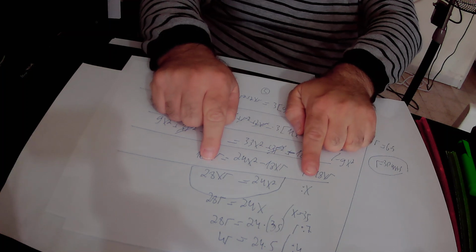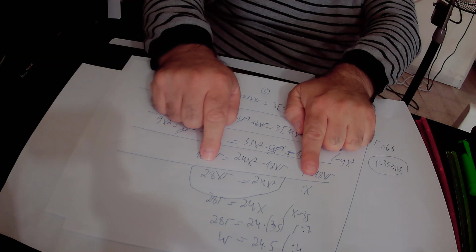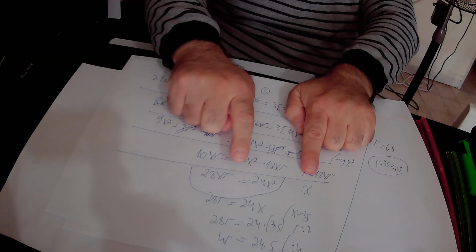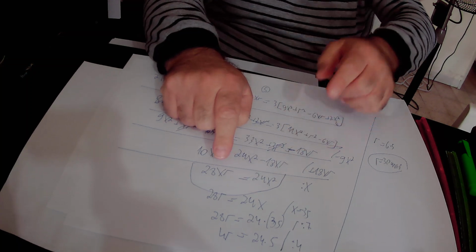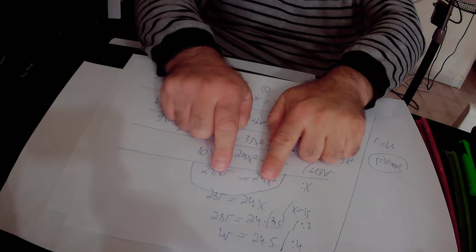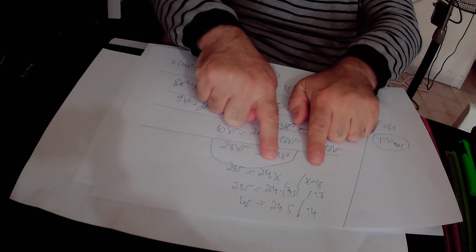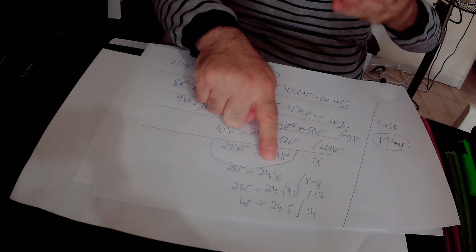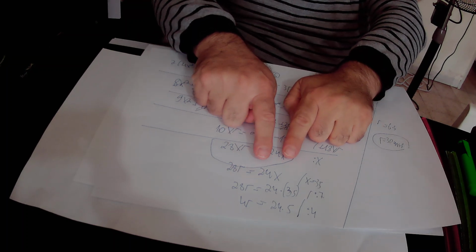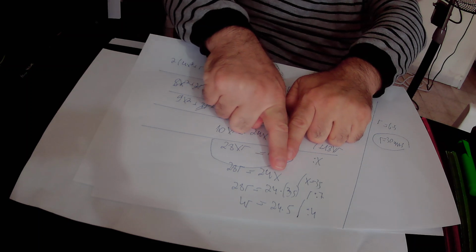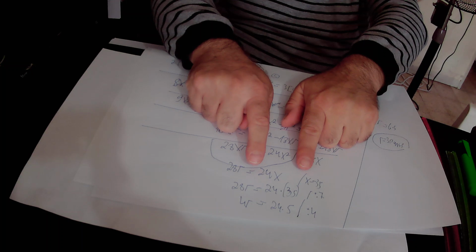Here we divided this equation by x, and we got that 28xr over x equals 28r, and 24x squared over x equals 24x. In total, we found out in conclusion that 28r equals 24x. Here we substitute x by 35, because according to our definition, x equals 35, and we found out that 28r equals 24 times 35.